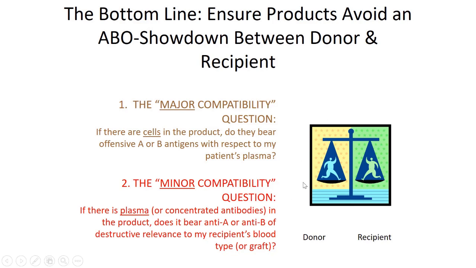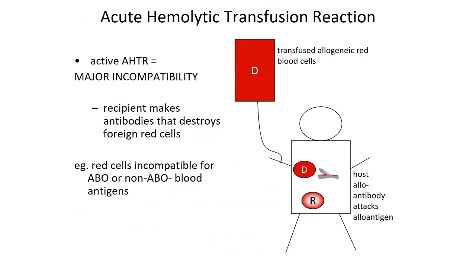The flip side, minor compatibility, is asking about whether or not the plasma or the concentrated antibodies in a given product, such as IVIG, bear hemolytic anti-A or anti-B that could be relevant to the recipient receiving that infusion or that graft that might be secreting from its passenger plasma cells, a passenger lymphocyte secretion effect that could hemolyze a host's erythrocyte biomass. This is the cartoon for an acute hemolytic transfusion reaction, donor erythrocytes being infused in to meet host alloantibodies. The recipient can destroy the unit in its entirety by virtue of the infinite or ongoing production potential of the antibody that can destroy the incompatible antigen.